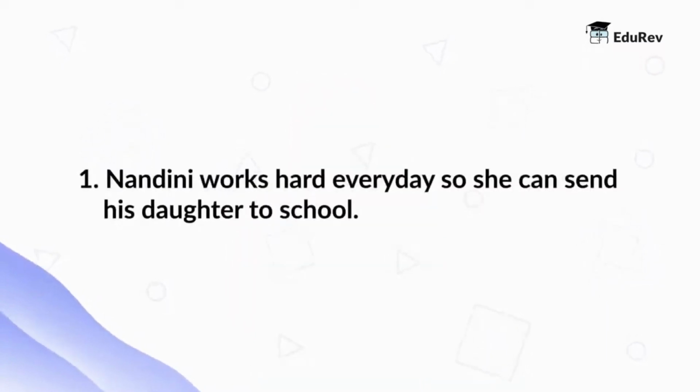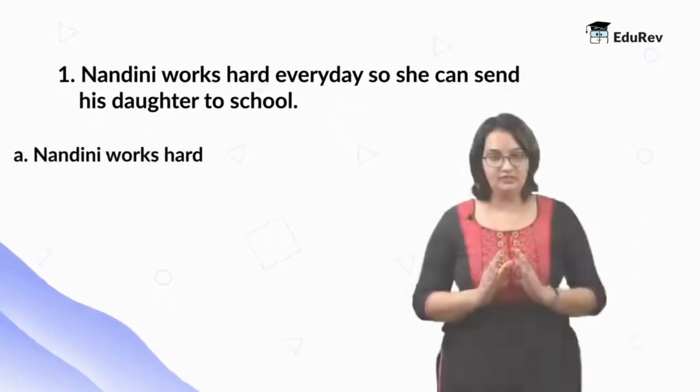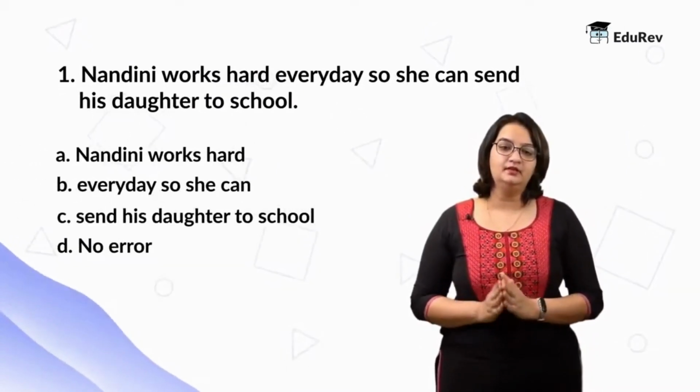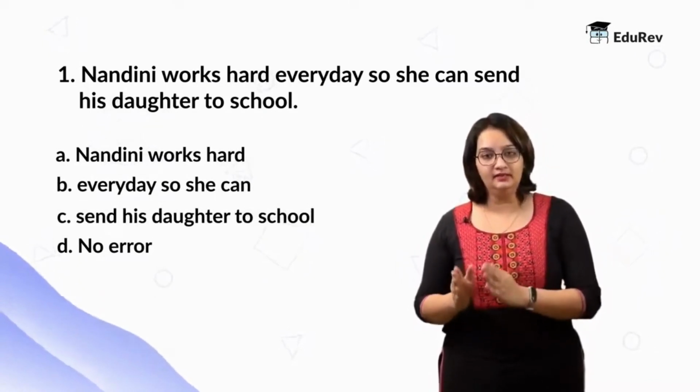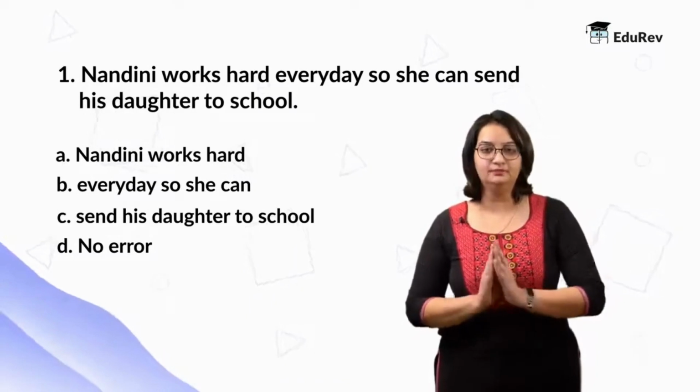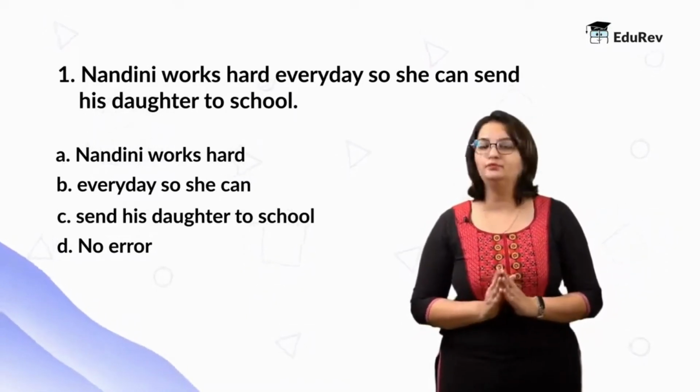Let's take a look at the first question now. Nandini works hard every day so she can send his daughter to the school. This is the statement. Okay, option A, Nandini works hard. Option B, every day so she can. Option C, send his daughter to school. And option D, no error.